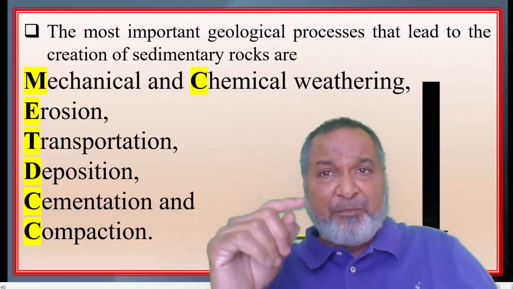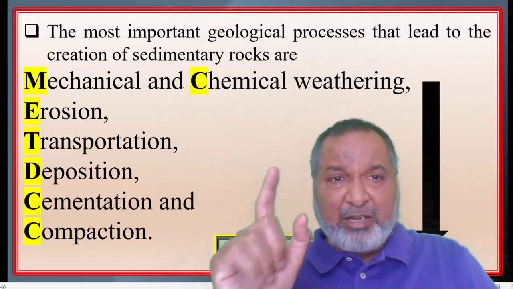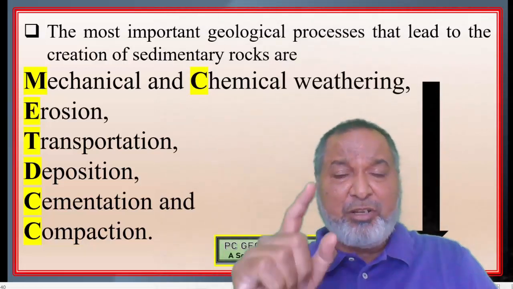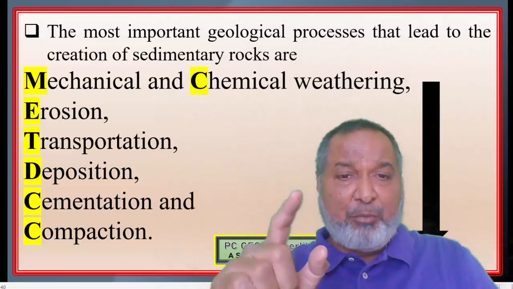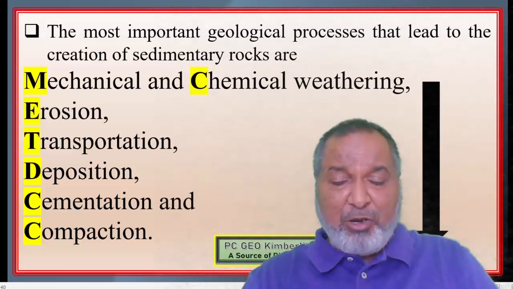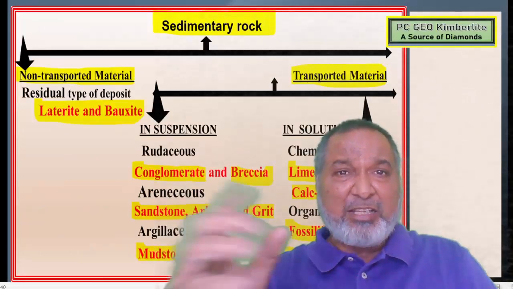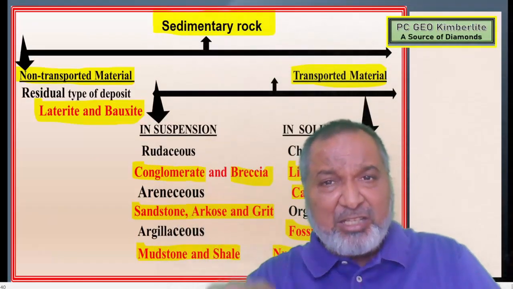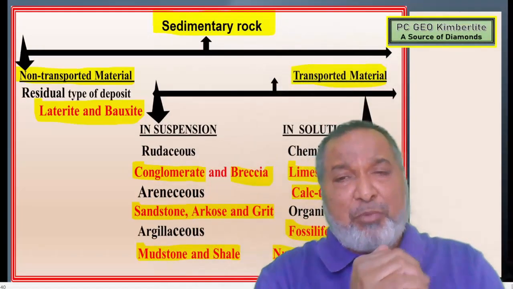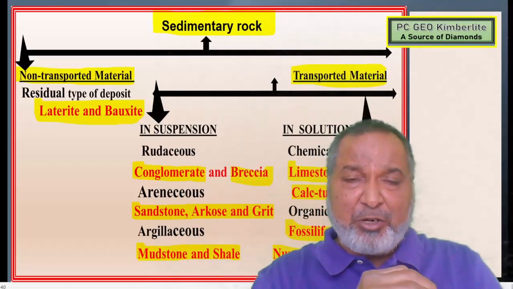This is the process by which sedimentary rock is formed: first mechanical weathering, then chemical weathering, erosion, transportation, deposition, cementation and compaction. These processes give you a rock that is called a secondary rock, and that is the sedimentary one. And this is very important, so we will see it again in the structure: how you are going to classify sedimentary rock.